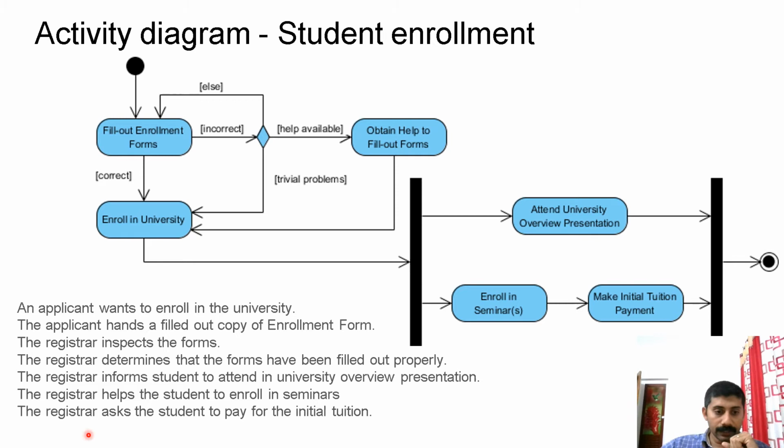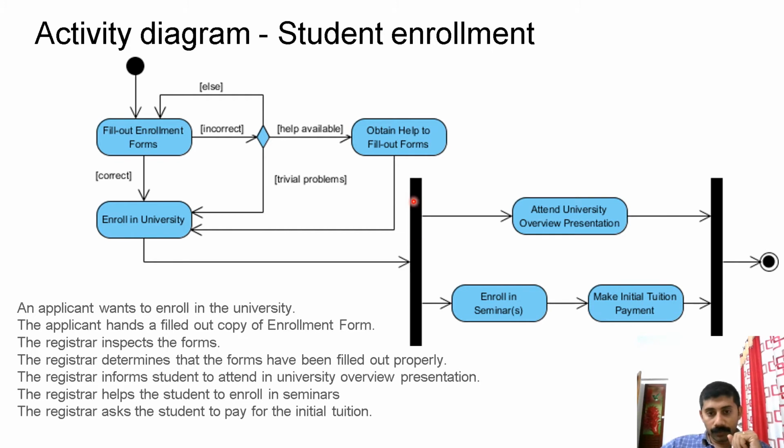So this particular system is represented like this. This is the beginning. The first thing is the candidate fills out the enrollment form. Then it gets verified. If it is incorrect, then he may avail some help. If it is fine, then enroll in the university.